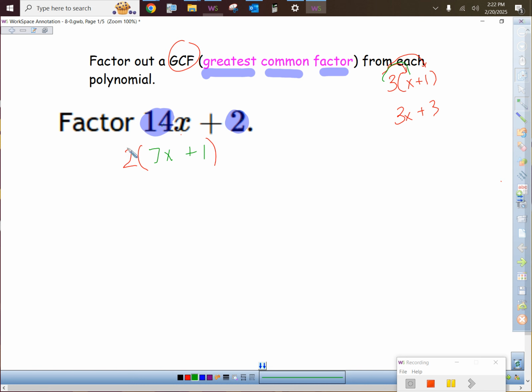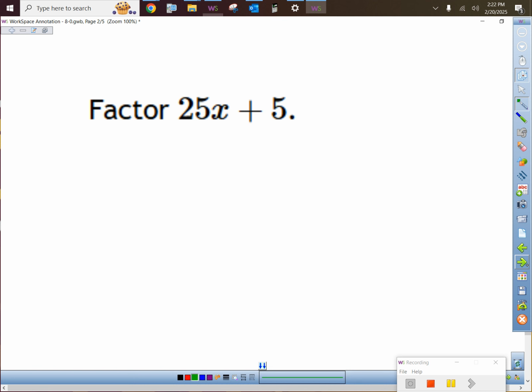If you distribute this through the parentheses, you'll get what you started with: 2 times 7x is 14x, and 2 times 1 is 2. Do you see how that's what we started with? So that's the reverse distributive property. Let's try that again.